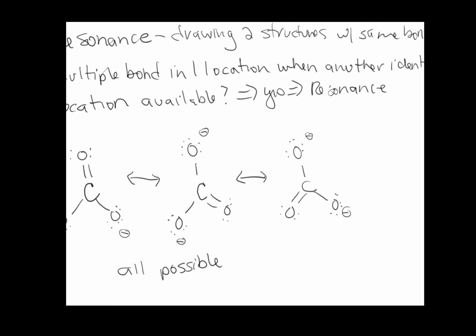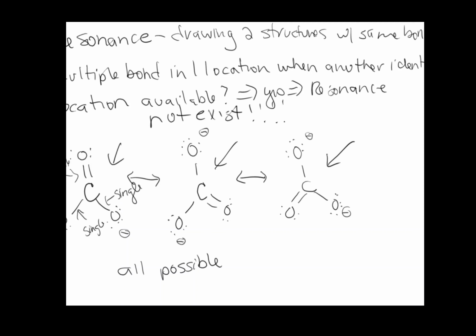Why would I draw all possible? It just looks like I'm rotating the picture around. It is the only way that you can tell me this or this or this does not exist. If you can draw a resonance structure or multiple structures that only vary where you put the multiple bond, it doesn't really exist as this looks like a double bond, this looks like a single, and that one looks like a single. But they don't exist.